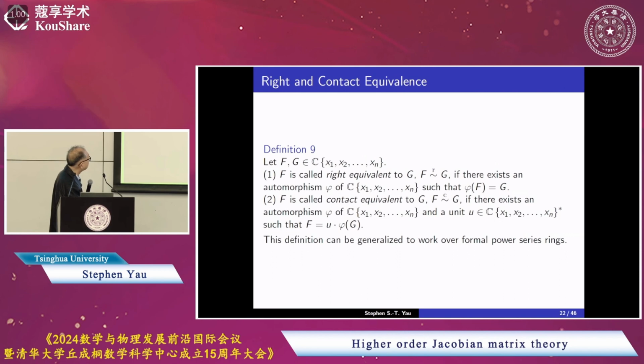Let us recall that two functions are called right equivalent if you can change coordinates such that these two functions become equal. They are called contact equivalent if you change coordinates up to a unit element U, a non-zero invertible element. The contact equivalence is considered by the algebra, which means that they are biholomorphic, so the varieties defined by F and G are biholomorphically equivalent.